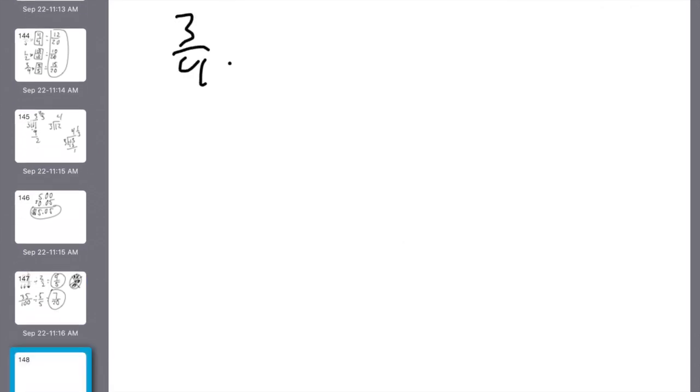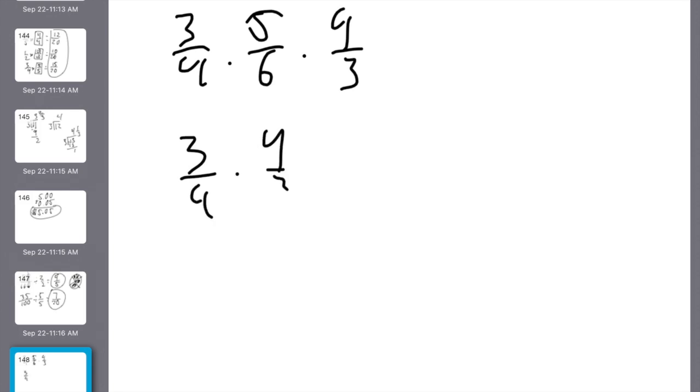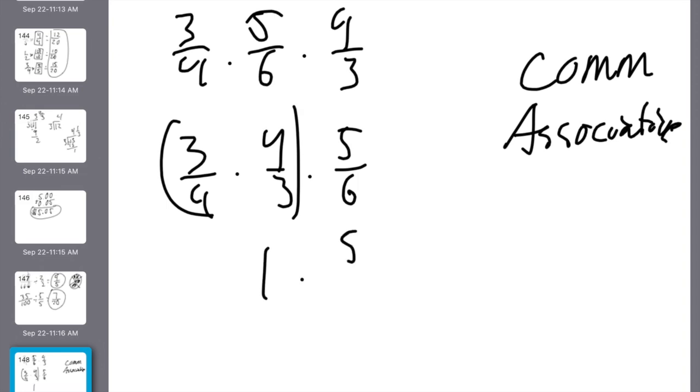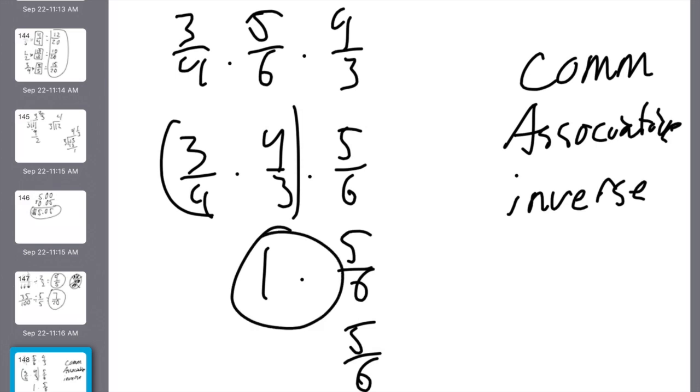They gave you 3/4 times 5/6 times 4/3. Then they switched the order on you. 3/4 times 4/3 times 5/6. Changing the order. Commutative. Then they grouped them. Associative. Then they said this equals 1. A number times its reciprocal equals 1. Anytime it equals 1 is the inverse. 1 times 5/6 is 5/6. Multiply by 1, that's the identity.